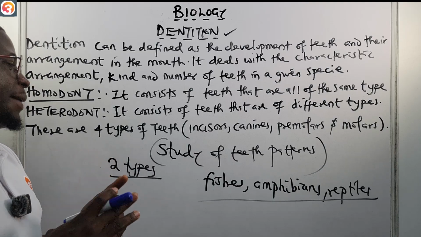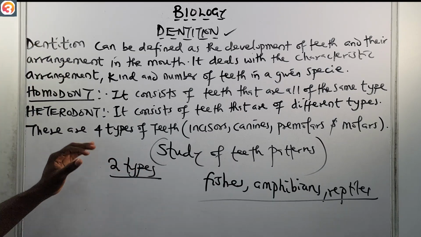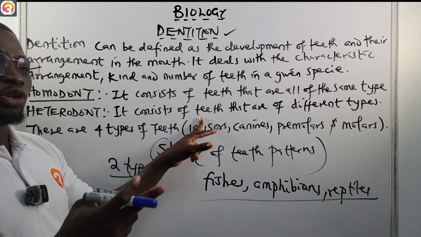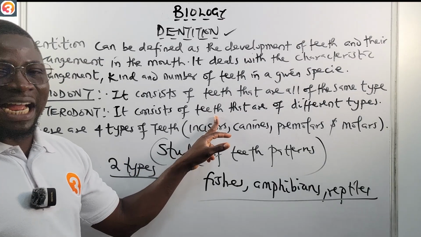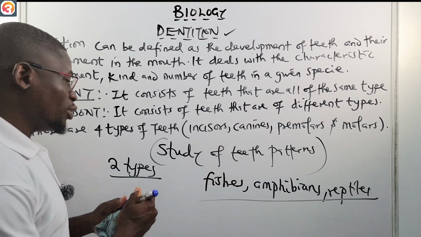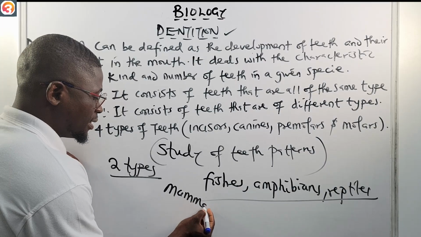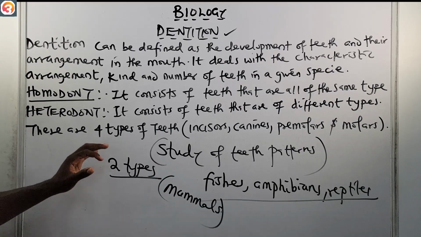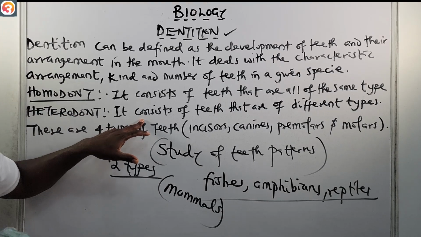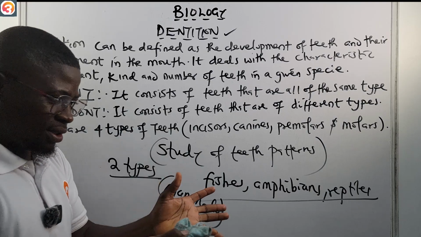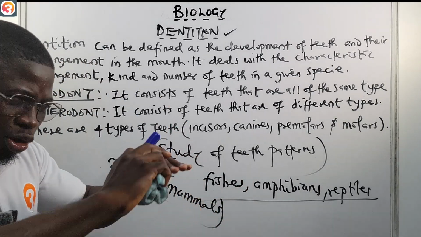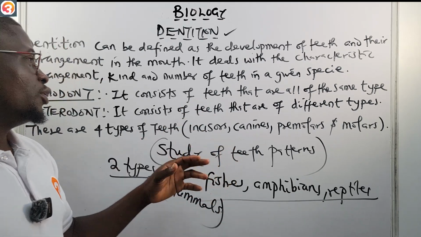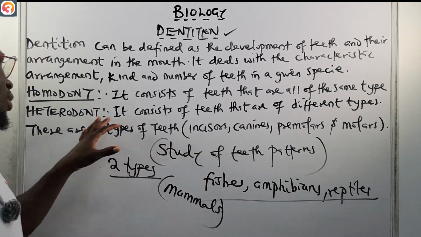Now we'll talk about heterodont dentition, the second type of dentition that we have. Species with heterodont dentition have teeth that are of different types. Examples of these species are mammals, like you that are watching this video right now, like humans. Homodont, all the teeth are of the same type. Heterodont, different types. So it consists of teeth that are of different types.